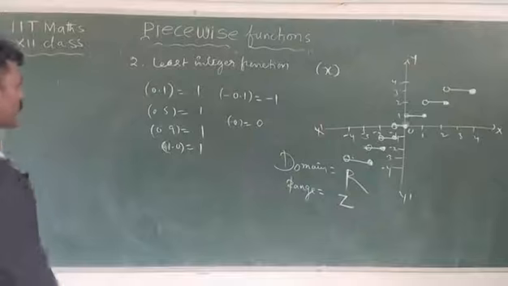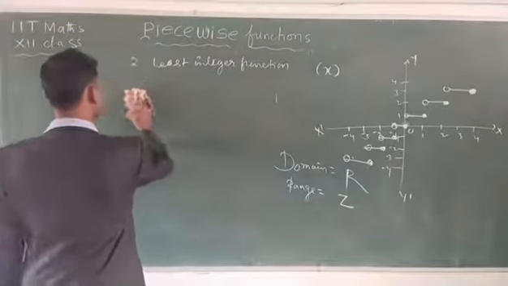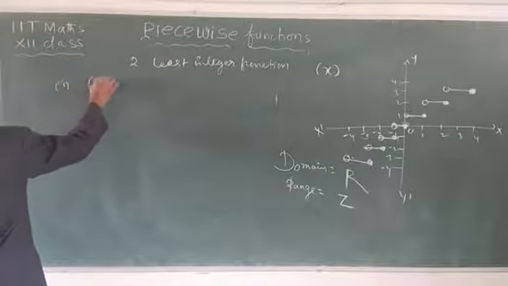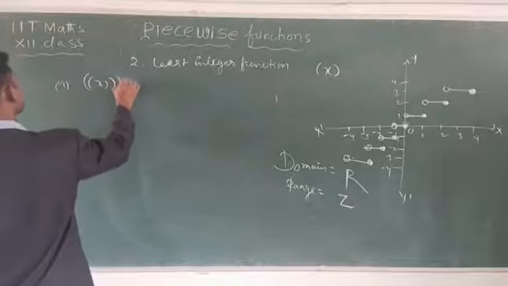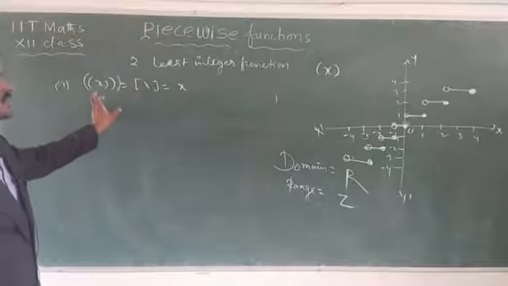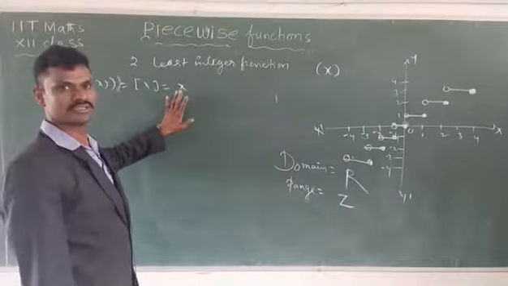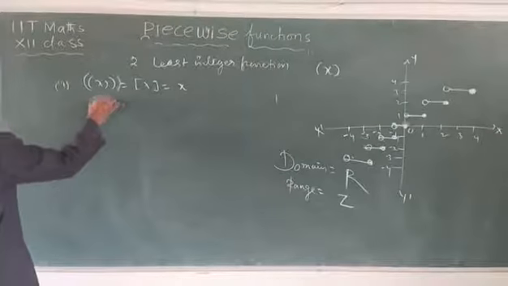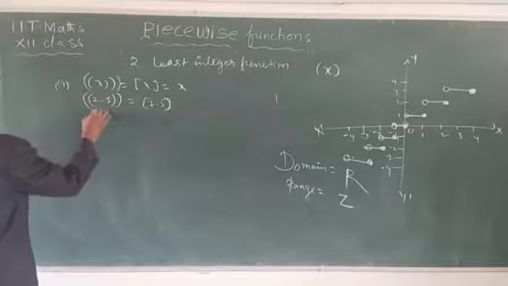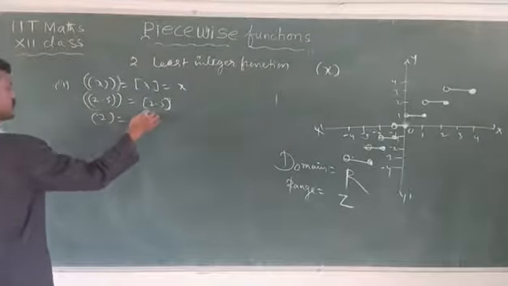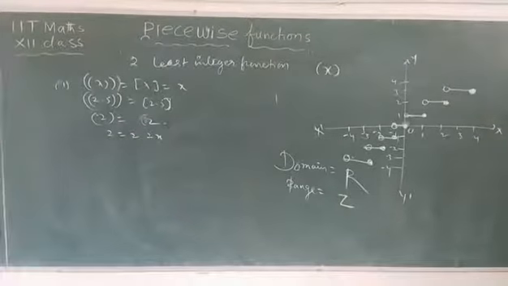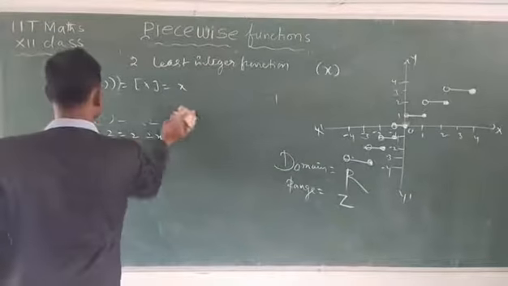Now we have to see some properties of the least integer function. First one: step of x is equal to x. Either the least integer function or the greatest integer function, both are equal to the integer only, that is x only. Okay, now see here: you can write 2.5, and the step of it is 2, then this is also 2, and after that you can write 2, this is also x. Okay, understood?